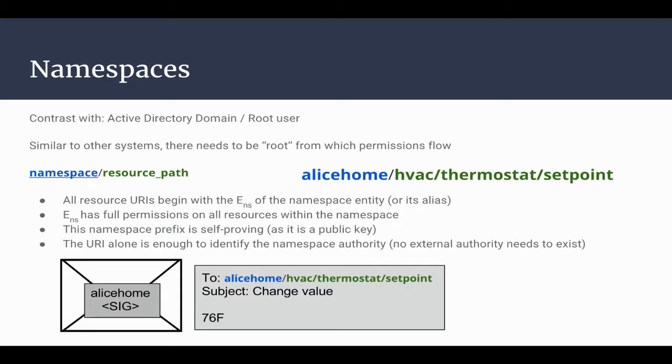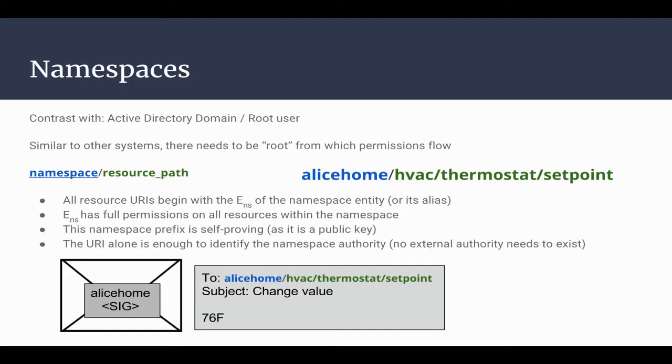Now, in traditional authorization systems, there is a notion of a root of permissions. So when I install an LDAP server, as the administrator of that server, I can arbitrarily create permissions. I am the root from which permissions flow. In traditional Unix file system permissions, the root user is that sort of root of permissions.